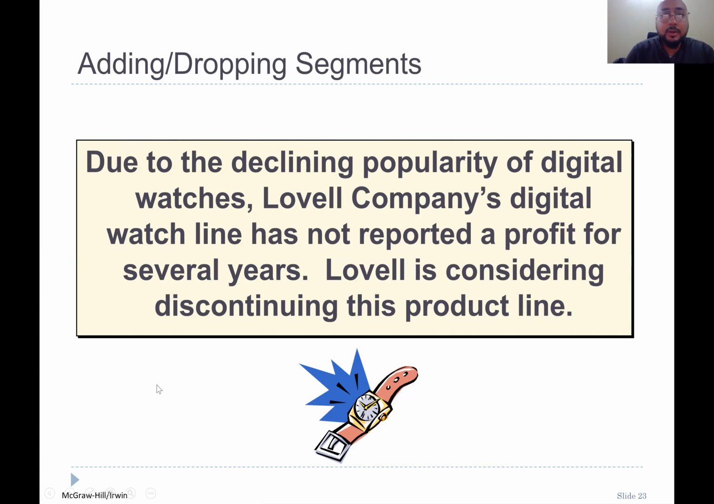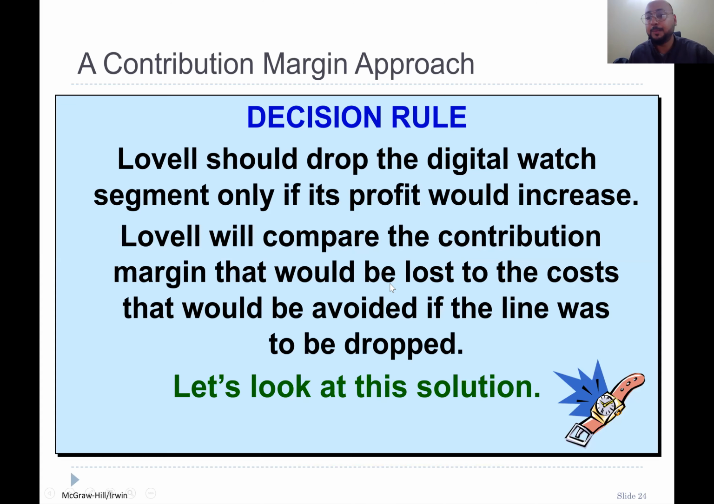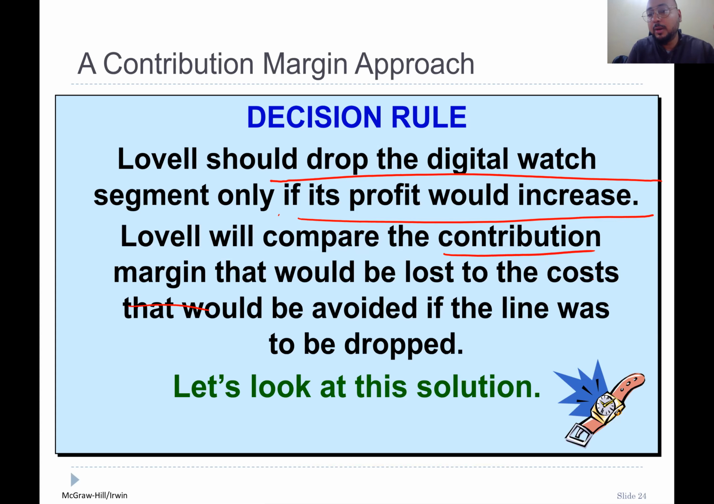So we have the example. Due to declined popularity in digital watches, Lovell company's digital watch line has not reported a profit for several years. So Lovell is considering discontinuing this product line. So they have the scenario. The rule is Lovell should drop the digital watch only if dropping increases its profit. So Lovell will compare the contribution margin that would be lost to the cost that would be avoided if the line was dropped. So look at the solution here.